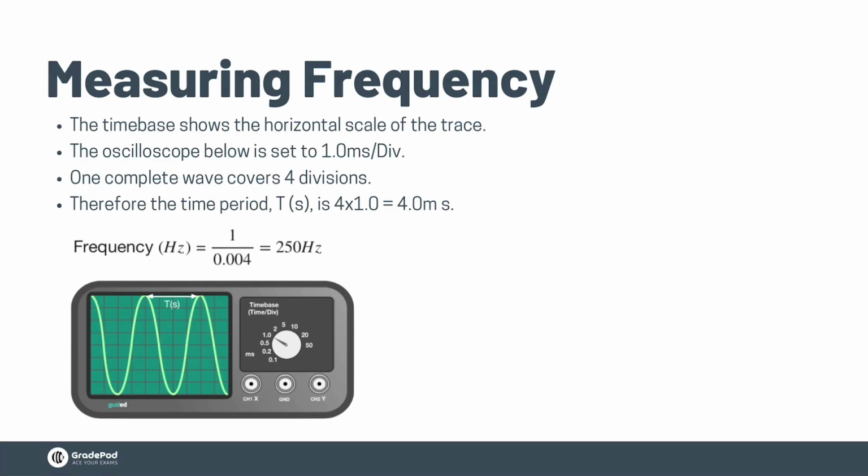Now you can see this trace of the wave on the oscilloscope, and there is something called the time base of this oscilloscope. And the time base is shown here. You can see that there's a knob that says time base, and it's got a range of scales, and the dial is directed to 1 millisecond. And 1 millisecond is equal to 1 times 10 to the minus 3 seconds, or 0.001 seconds. So each square horizontally is equal to 1 millisecond.